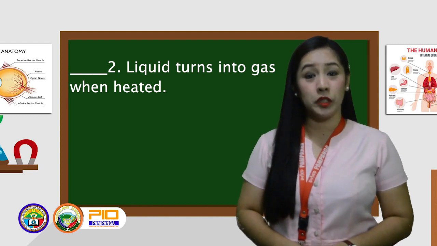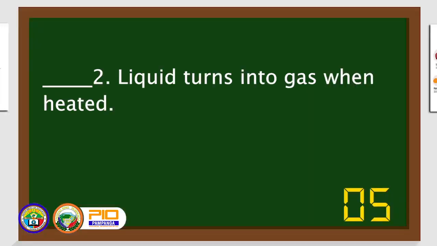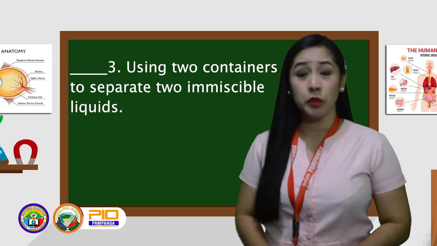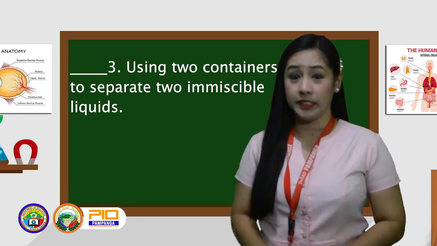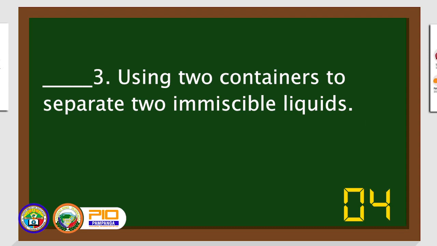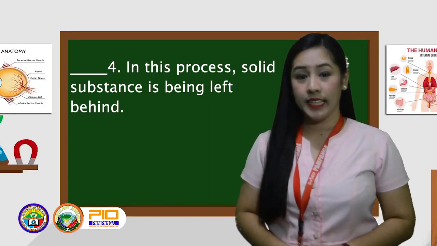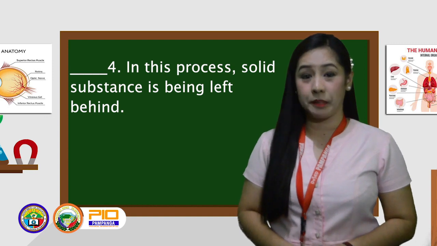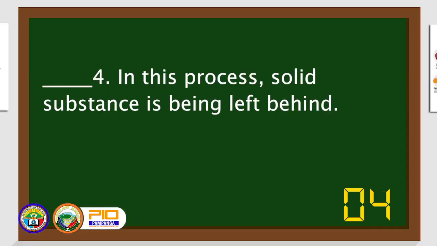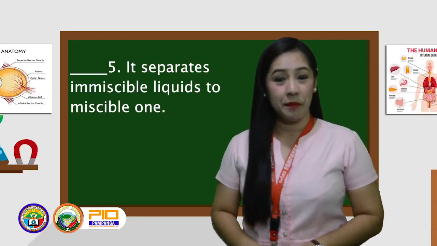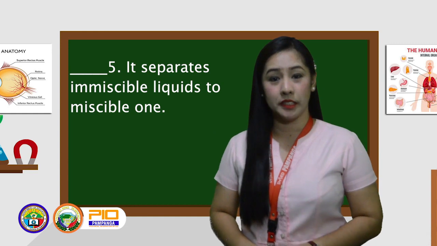Number 2, liquid turns into gas when heated. For number 3, using 2 containers to separate 2 immiscible liquids. For number 4, in this process, solid substance is being left behind. For number 5, it separates immiscible liquids to miscible one.